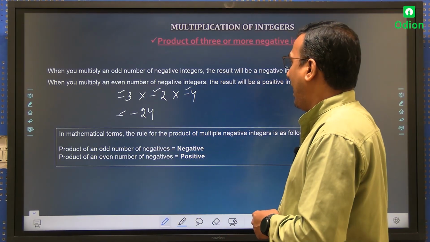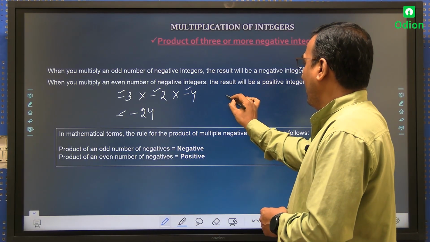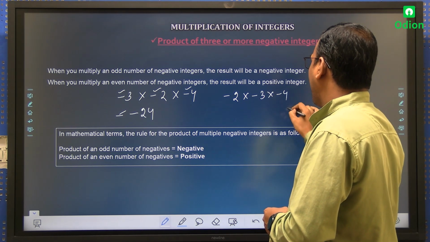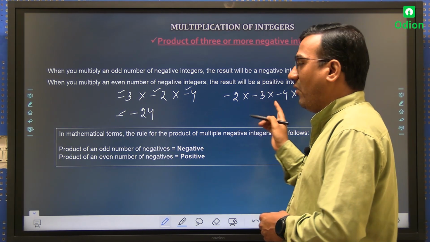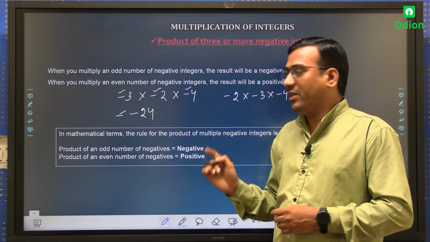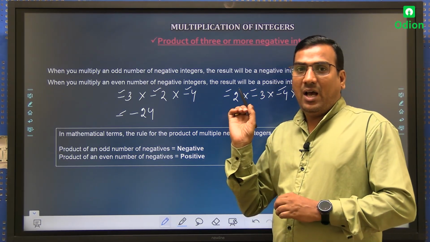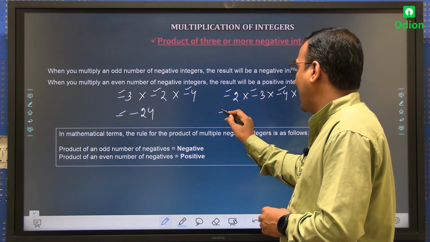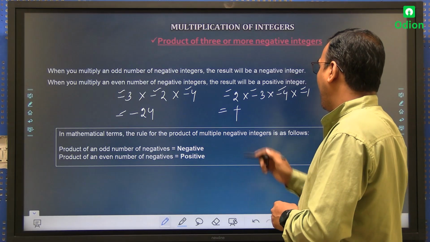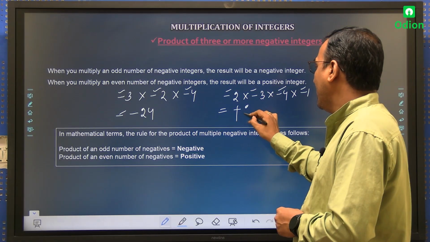Let me take another example for clarity. -2 into -3 into -4 into -1. First, count how many negative symbols are used here: 1, 2, 3, 4. Four is an even number, so what will your answer be? Positive. Then multiply these four numbers: 2 times 3 is 6, 6 times 4 is 24, times 1, the answer is 24.